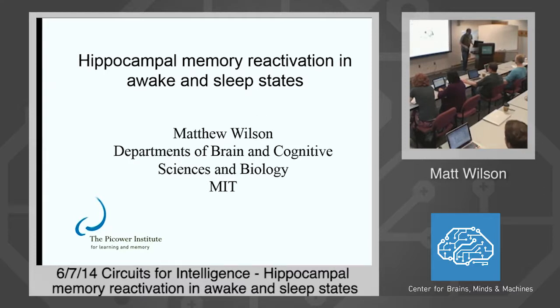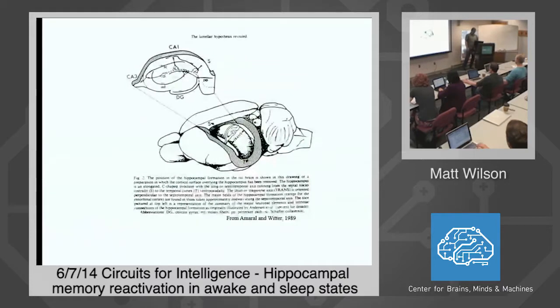And we can interrogate the brains of rats. So we interrogate the brains of rats. Here we see the structure that I'm going to focus on, hippocampus, shown in cross-sectional view in the rat.